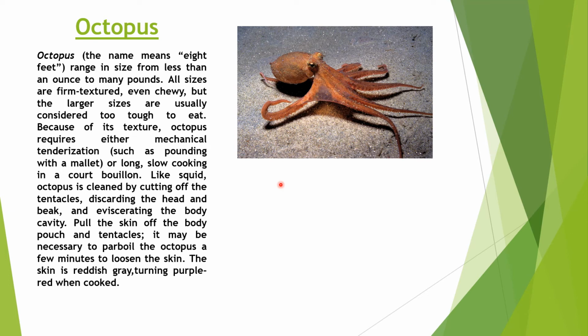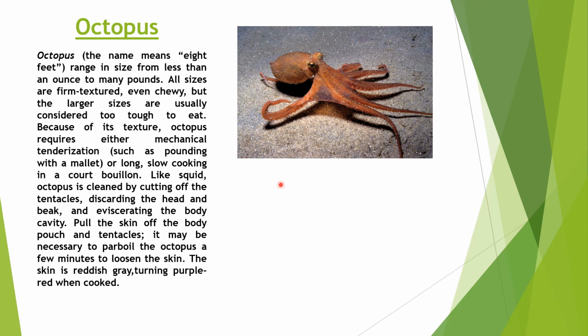So octopus needs to be cooked for a certain time. The octopus can be tenderized by a mechanical tenderizer, or it can be cooked slowly. Unlike squid, octopus are cleaned by cutting off their tentacles, discarding their head and their beak, and eviscerating the body cavity.